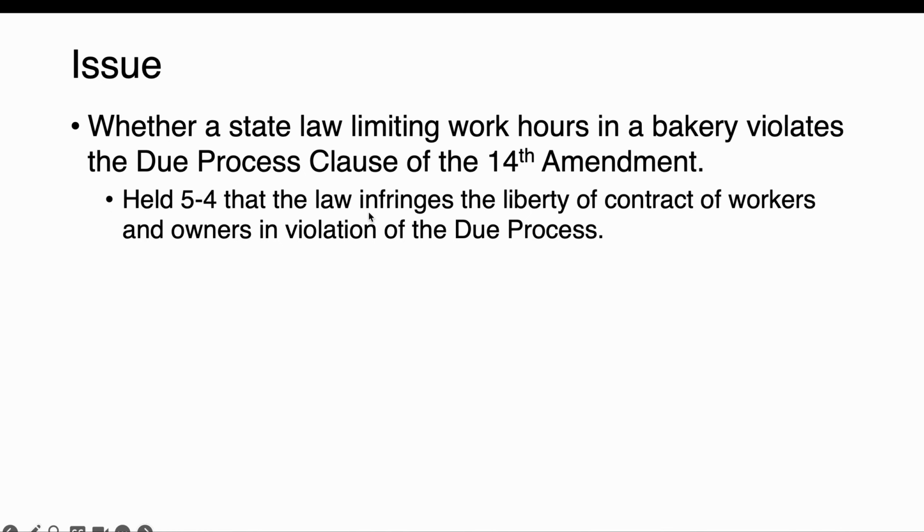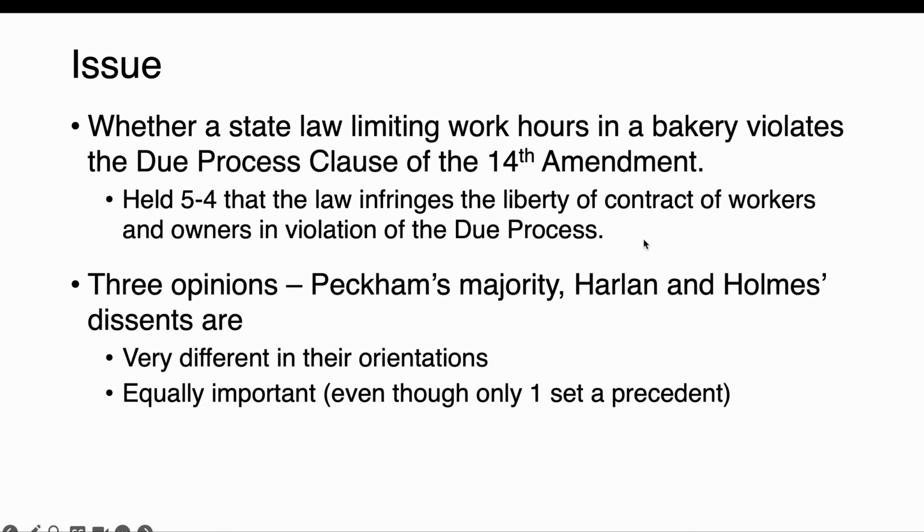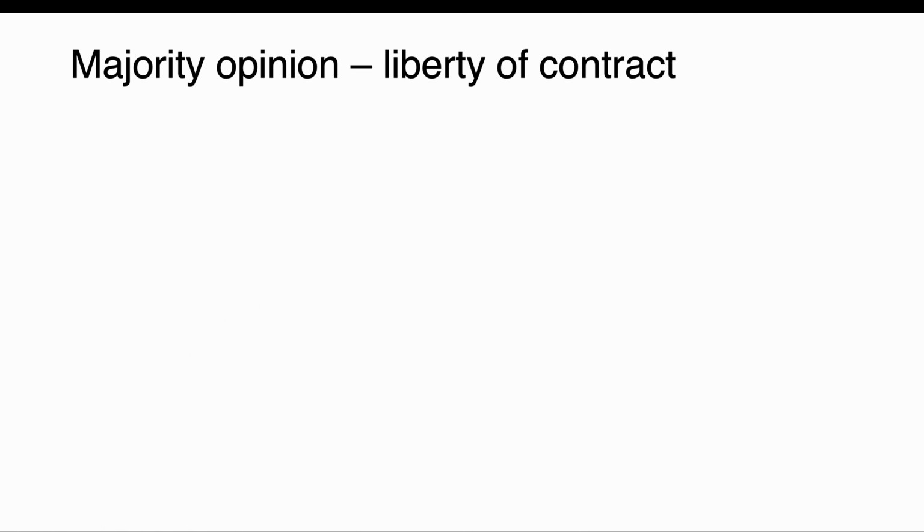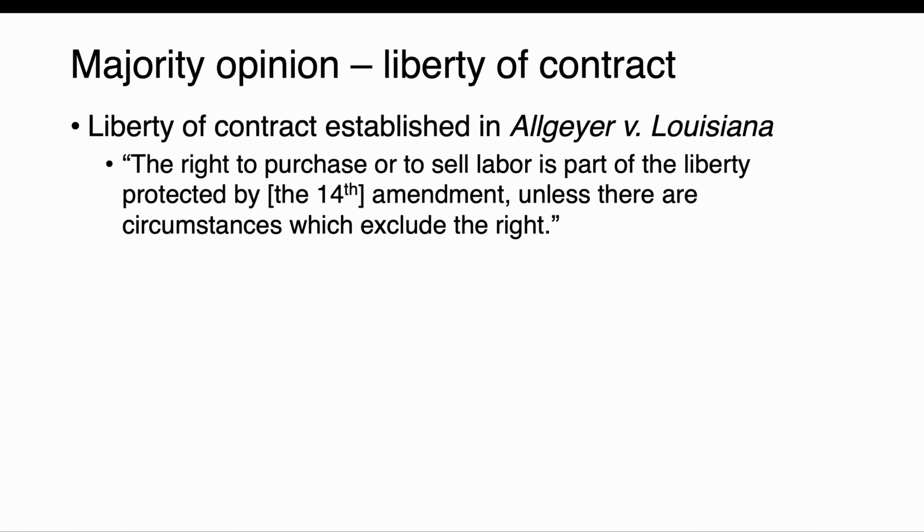And the court held 5-4 that the law infringes the liberty of contract of workers and bakery owners in violation of the Due Process Clause. Sorry for the typo here. And as I mentioned, there are three opinions. There's Peckham's majority, and then Harlan, John Marshall Harlan, who wrote the majority in Mugler, and then Oliver Wendell Holmes wrote dissents. They're very, very different in the assumptions they make. And like I mentioned, they're all equally important, even though only Peckham set a precedent by being in the majority.